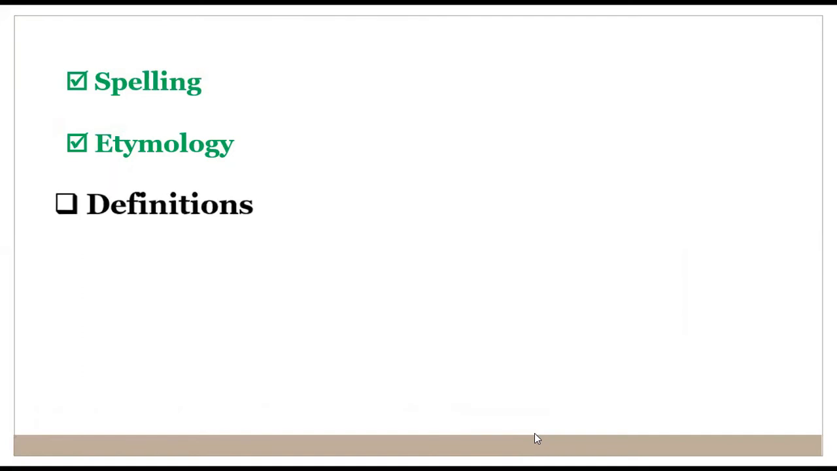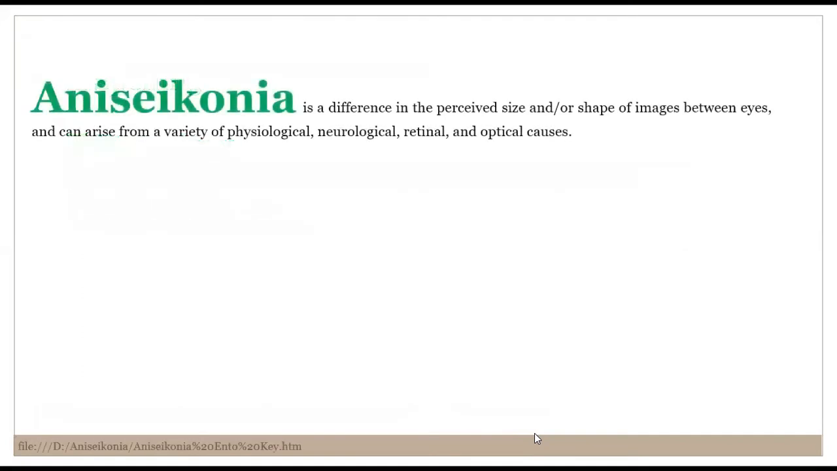Now let's talk about the core point in this presentation, which is the definition. So aniseikonia is defined as a condition of binocular vision where there is a relative difference in the size or shape or both of the ocular images of the two eyes. And it can arise from a variety of causes. So it could be physiological, so we have physiological aniseikonia, or neurological, retinal, and optical causes.